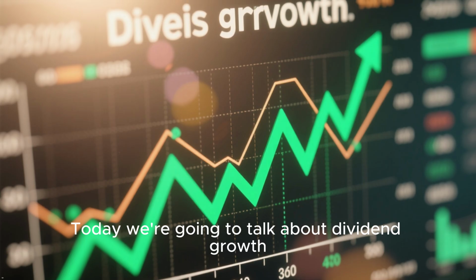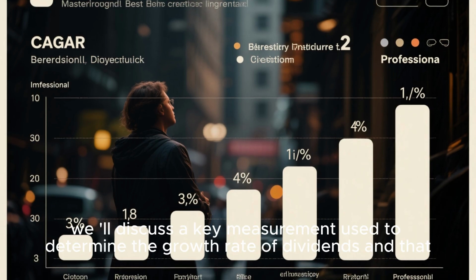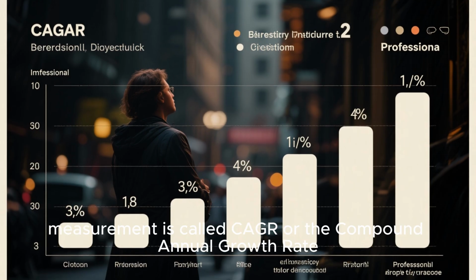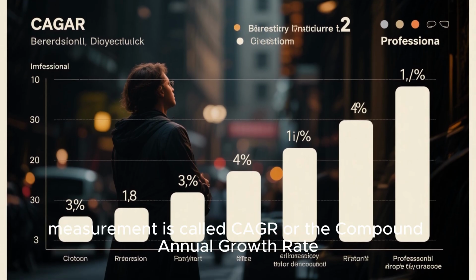Today we're going to talk about dividend growth. Specifically, we'll discuss a key measurement used to determine the growth rate of dividends, and that measurement is called CAGR, or the compound annual growth rate.